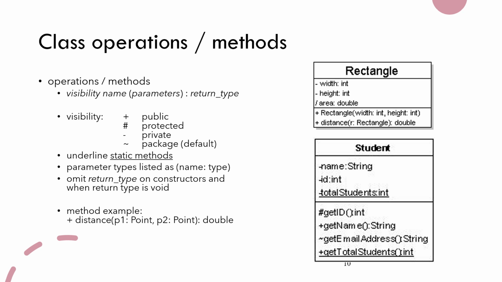Next is operation. The previous one is actually for the attributes, and this one is for the class operation or method. It brings the same features, especially on the visibility. But for the operations or methods, they have parameters, and they omit the return type on the constructors, and when the return type is void, so it goes to the class operation.